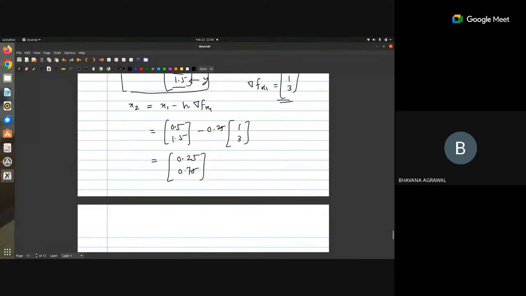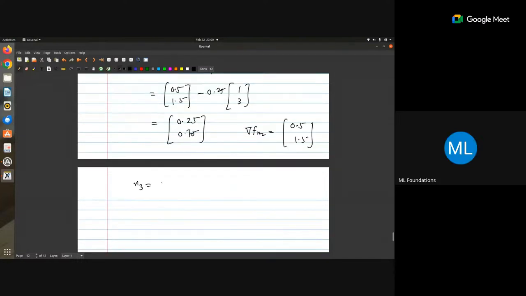Okay. So how do we find del f at x2 now? We put the value of x2, (0.25, 0.75). So 2 times 0.25 is 0.5, and 0.75 into 2 is 1.5. So what will be the next iteration? x3 will be what? x2, (0.25, 0.75), minus... If you understand this, then I'll just write it down directly.